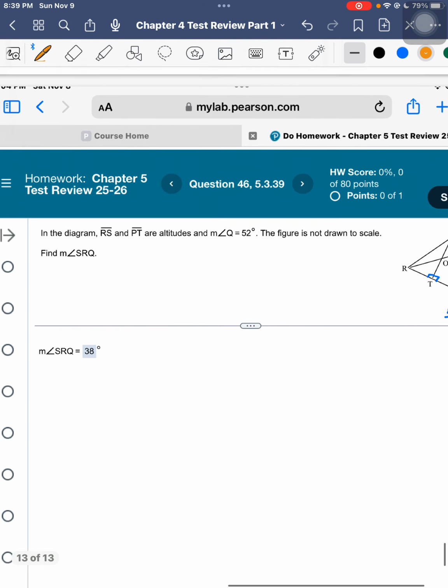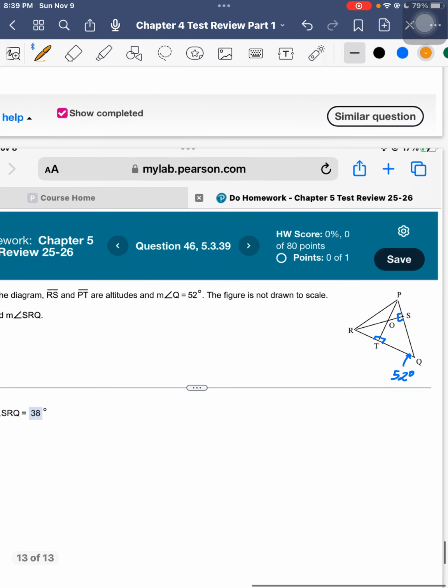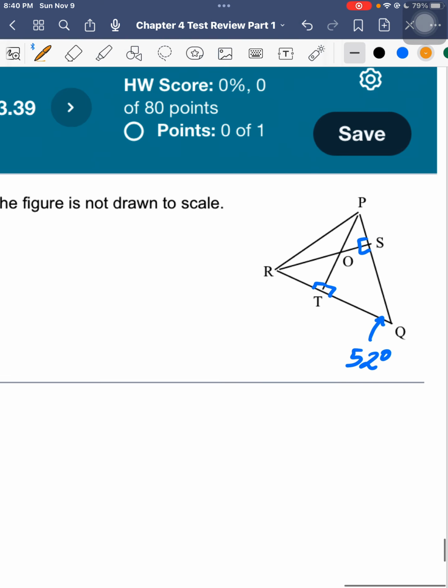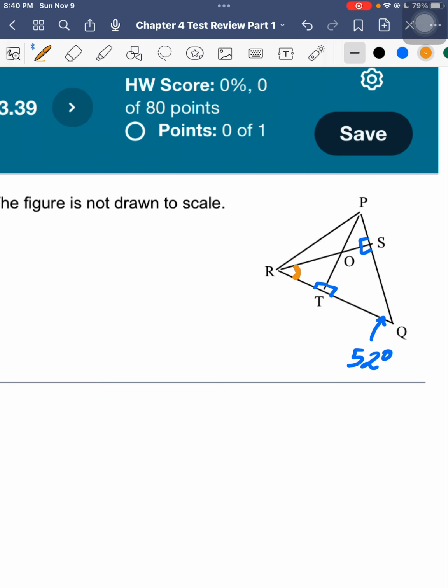Okay, what do they want to find? Let's put it in orange. They want the measure of SRQ. So they want this measure. Okay, well that's pretty easy now, right? You see how much easier it is when we actually put in our information. I know that this angle R is just an angle in what triangle? This triangle. Let me highlight it. RSQ.